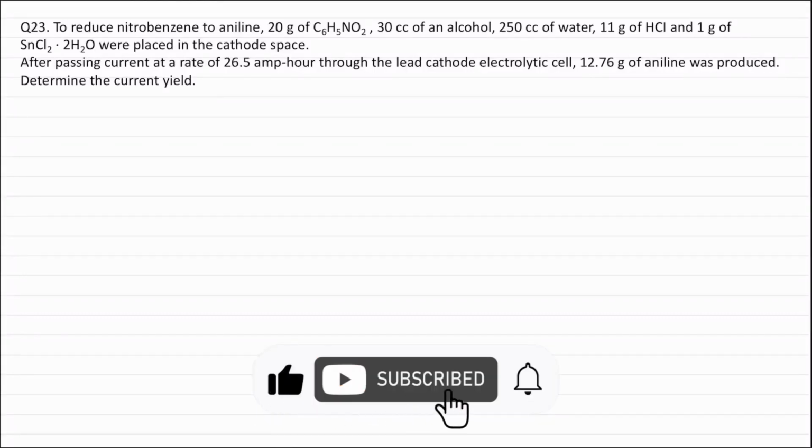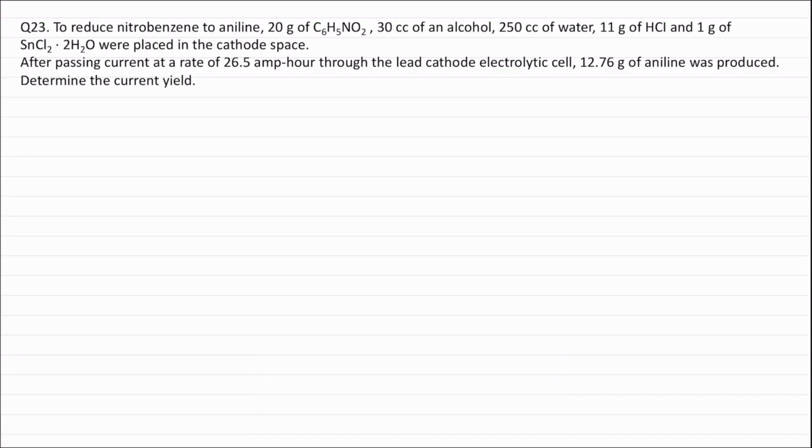Question 23. To reduce nitrobenzene to aniline, 20 gram of nitrobenzene, 30 cubic centimeter of an alcohol, 250 cubic centimeter of water, 11 gram of HCl and 1 gram of SnCl2.2H2O were placed in the cathode space. After passing current at a rate of 26.5 ampere hour through the lead cathode electrolytic cell, 12.76 gram of aniline was produced. Determine the current yield.